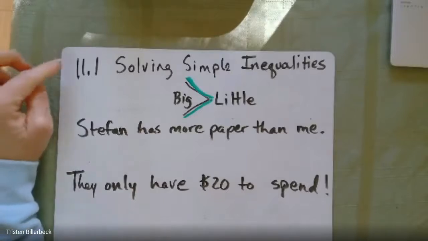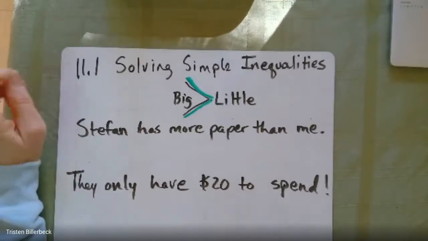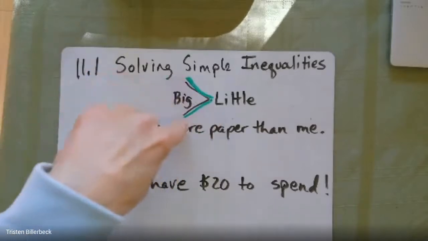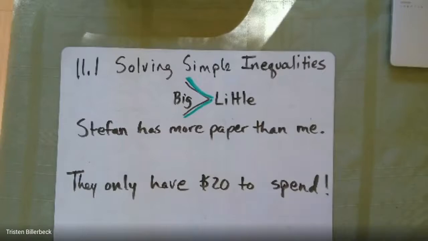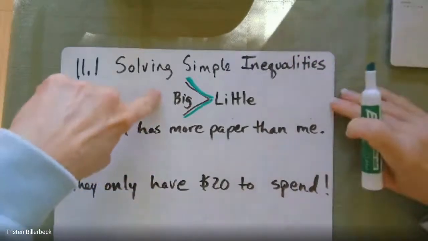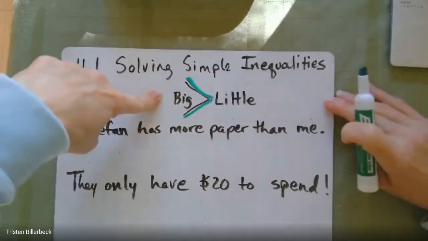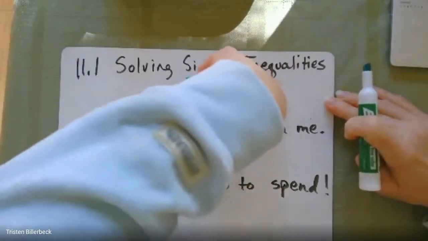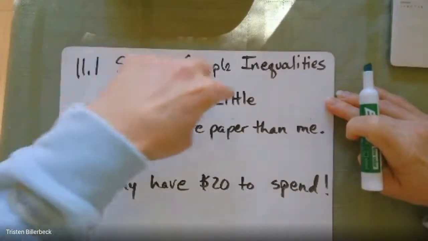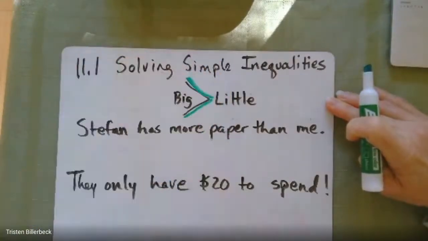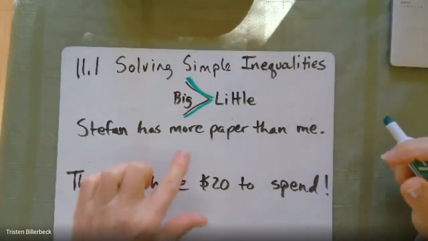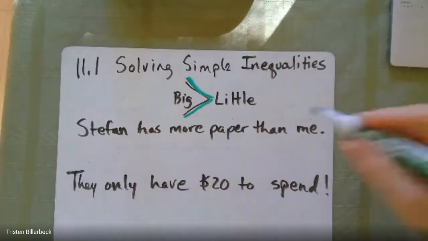This is 11.1, solving simple inequalities. So if we remember this inequality sign, I made a fancy one for you so you could see it with the green and all. So this side is the big side and this side's the little side. That's one way to realize the big fits into the opening and the little side, it's pointing to the little side.